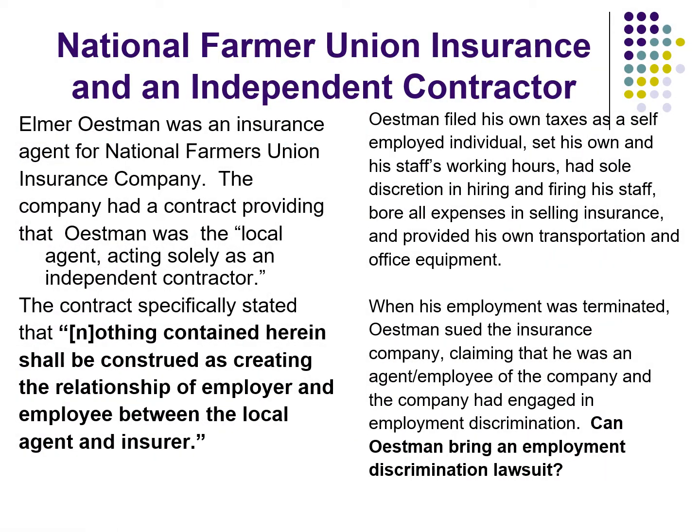So let's look at an example. National Farmers Union Insurance and an independent contractor. And that's going to be the question. Elmer Ostman was an insurance agent for National Farmers Union Insurance Company. The company had a contract with him providing that he was the local agent acting solely as an independent contractor. So that's what his contract said. It said he was an agent acting as an independent contractor.